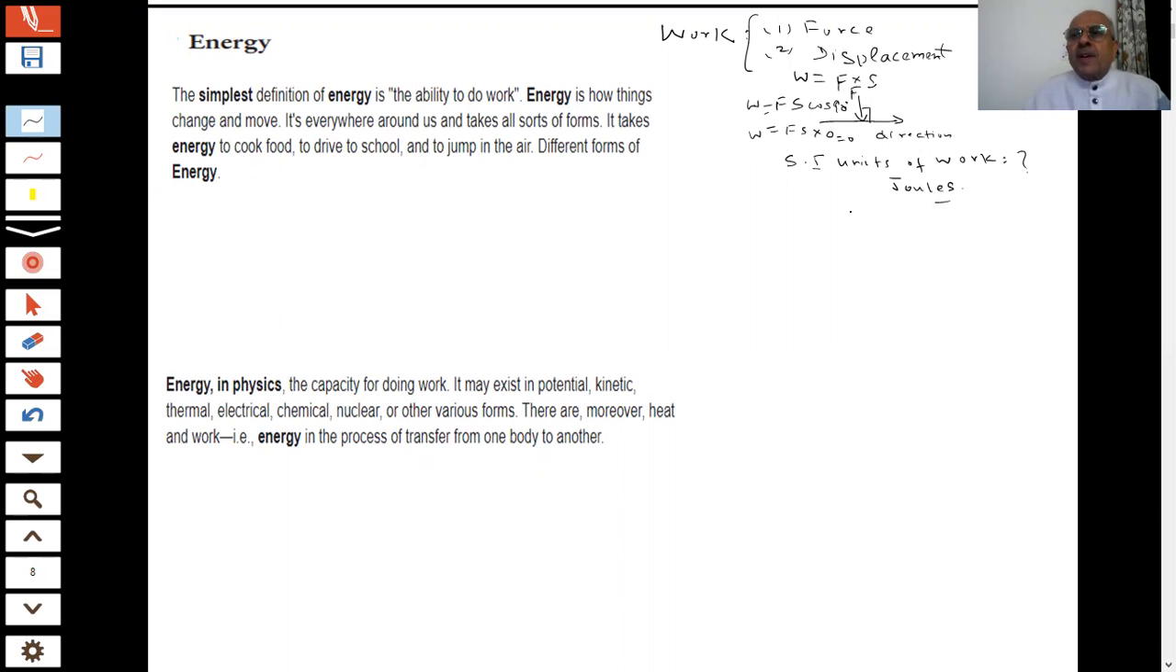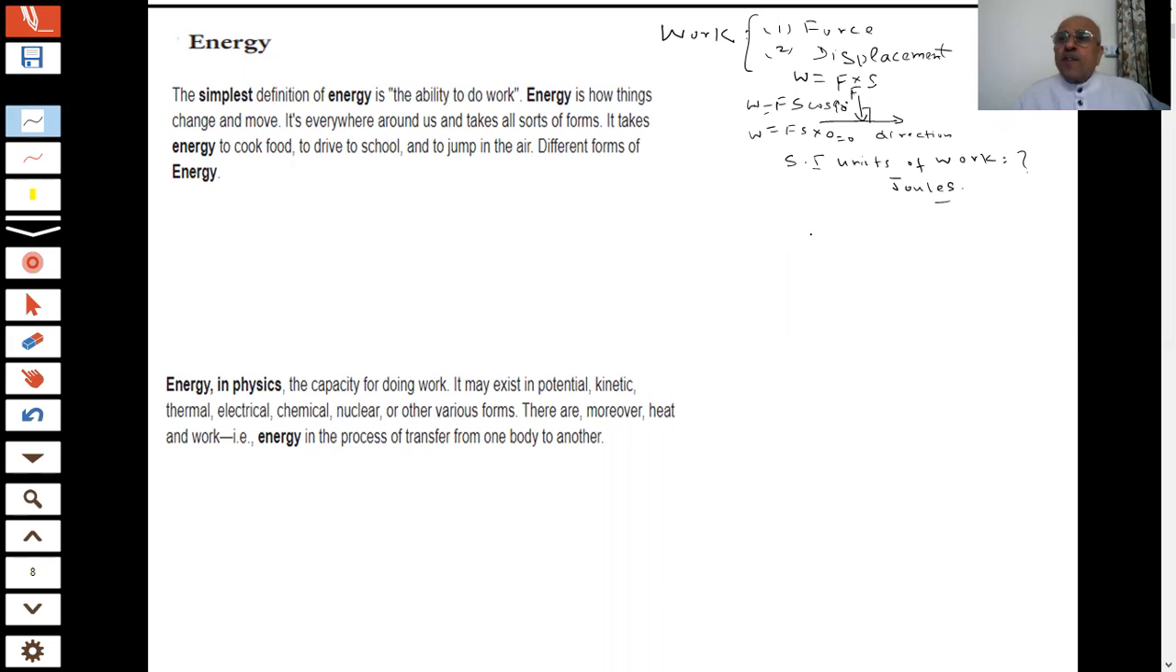Now, students, the second part of the topic is energy. What is energy? You are saying, sir, I have energy. If I don't have energy, can I teach you? The answer is no. Can I walk without energy? No. Any work I do, I need energy. You need energy to do any work.